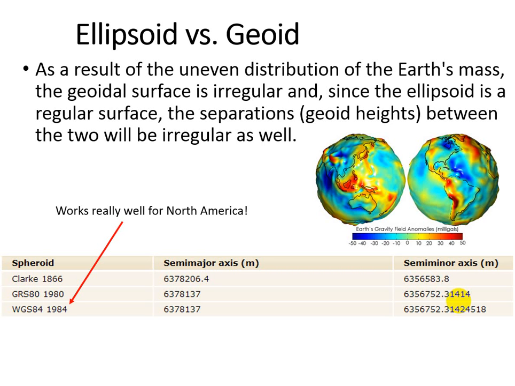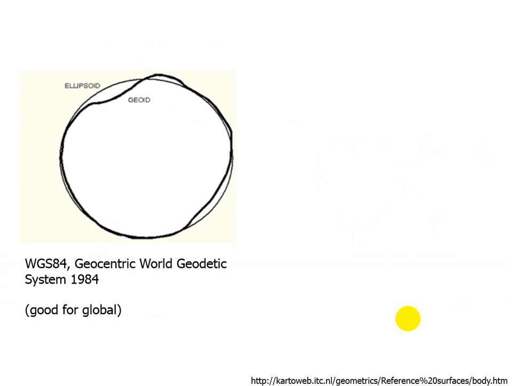This particular one works really well for North America. But other ones don't work very well for North America, and we're going to see that here. So this is an example. We've got our geoid, which is this thick black line, and then we've got our ellipsoid.